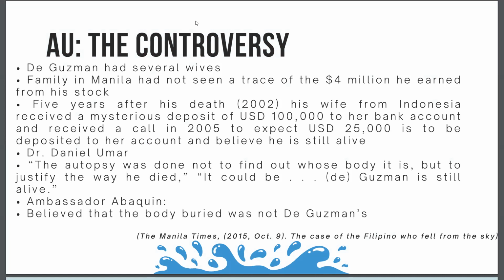Yan. So, yun nga, De Guzman had several wives kasi nga mayaman na siya. Family, pero yung pamilya niya in Manila, yung una niyang pamilya, wala silang nakuhang pera kay De Guzman. Pero 5 years after his death in 2002, yung asawa niya sa Indonesia nakakuha ng mysterious deposit of 100,000 to her bank account and received a call in 2005 to expect $25,000 to be deposited to her account, and for this reason naniniwala siya na buhay pa si Michael De Guzman.